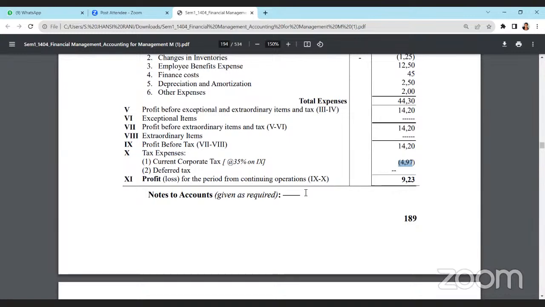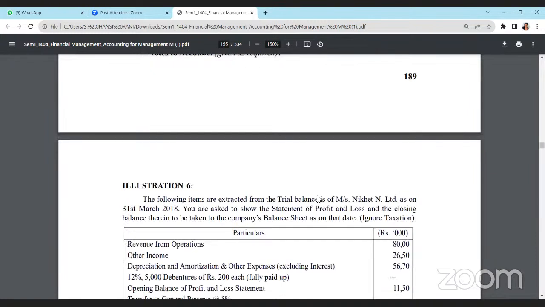Equity and liability is there in the format. In that, we will write it in the shareholders' fund, reserves and surplus. This is how we prepare the profit and loss statement.